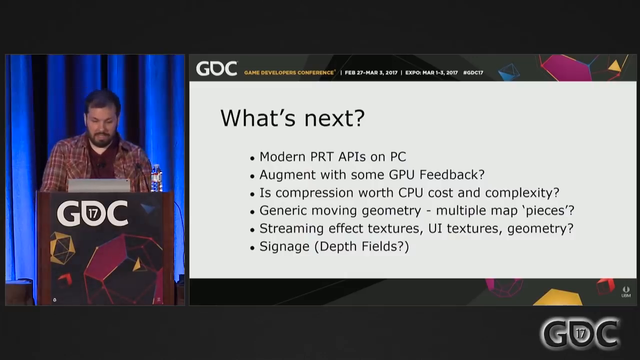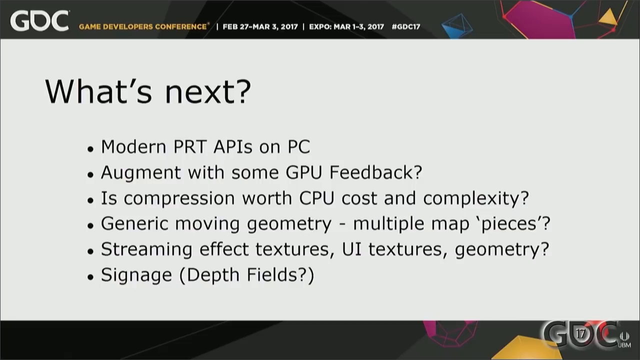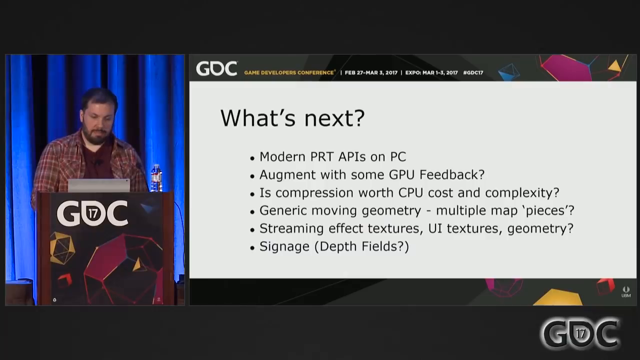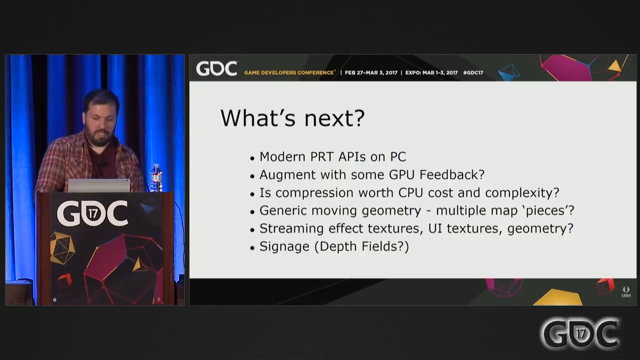So what's next? Moving to more modern APIs on PC. Augmenting some of this with some GPU feedback, if we can add cheap instructions to our shader to kind of take some notes on what's visible and sort of mix that in, that would be nice. And then looking into texture compression beyond kind of GPU DXT compression and seeing if that's worth the CPU cost. And working better with moving geometry, streaming more of our textures and streaming geometry as well, like the actual vertices. And then finally, addressing signage, making it look better.